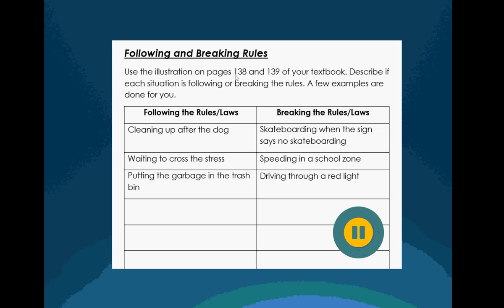Go through the illustrations on pages 138 and 139 and use the examples and fill them in. Are they an example of following the rules and laws or breaking the rules and laws? Fill in the examples in the spaces on the chart on your handout. When you're doing that, you'll want to once again press pause on this video.